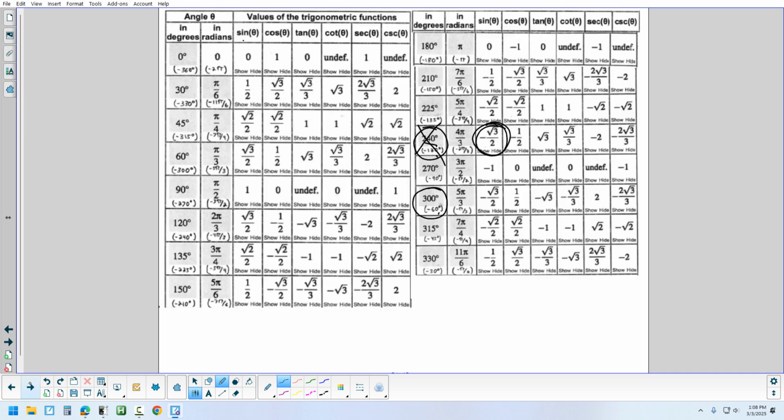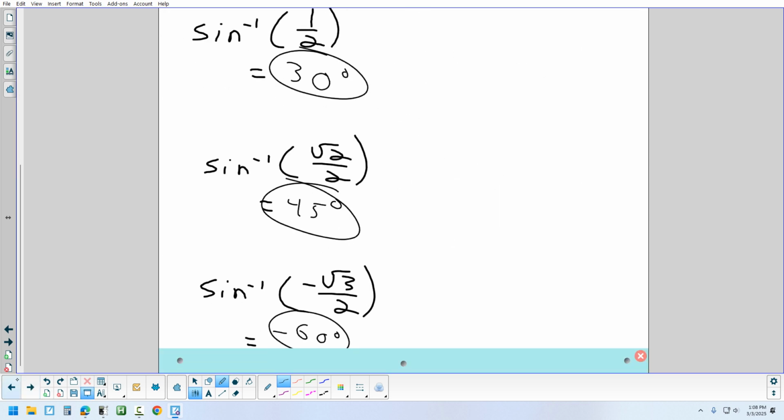Or if they wanted that in radians, what would that one be? Pi over 2. Negative pi over 3. Yep. So for homework, if you need that chart, it's online. I think it's in a folder called Handouts, right where the homework is.